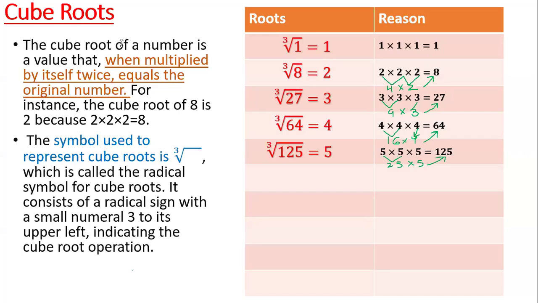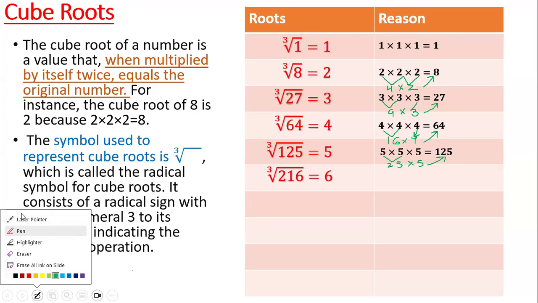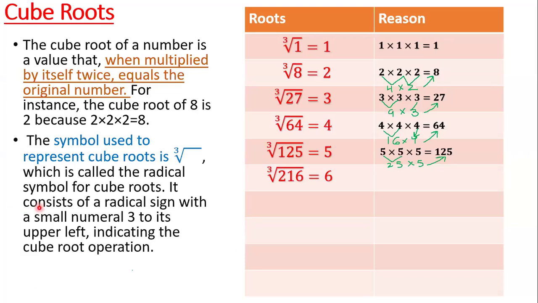All right, next we have the cube root of 216. That's going to be what? 6. Why is it 6? Because 6 times 6 times 6. Yeah, very good, because 6 times 6 times 6 is 216. Okay. Next, what is the cube root of 343? 7. Why? Because 7 times 7 times 7 equals 343.